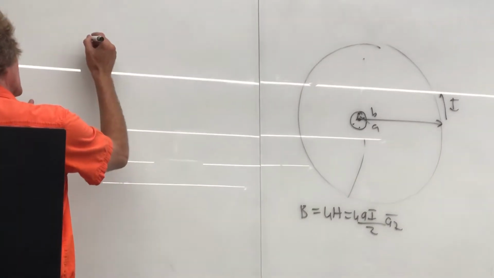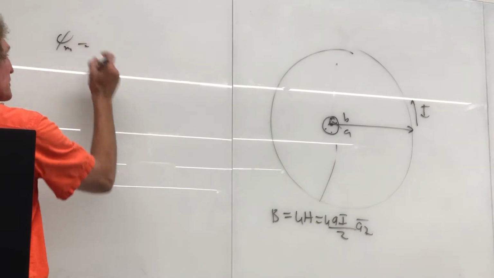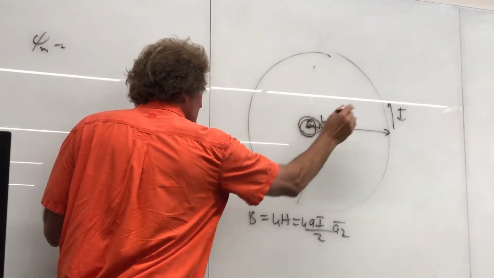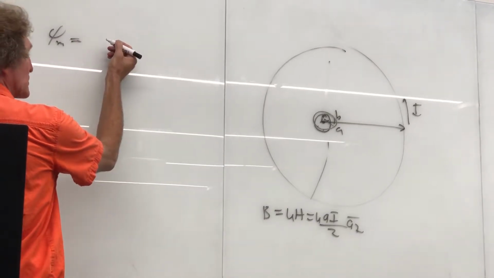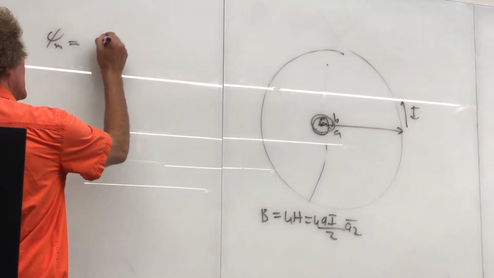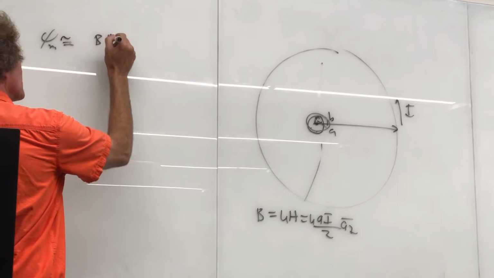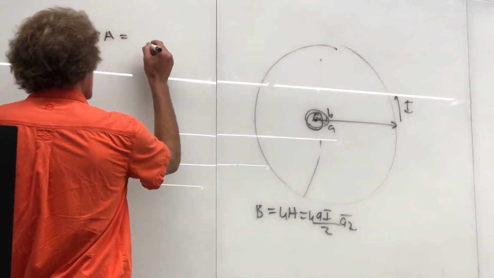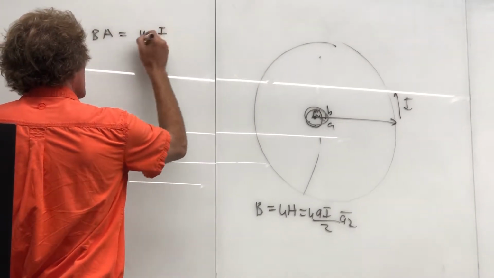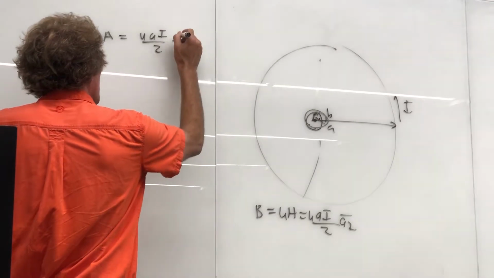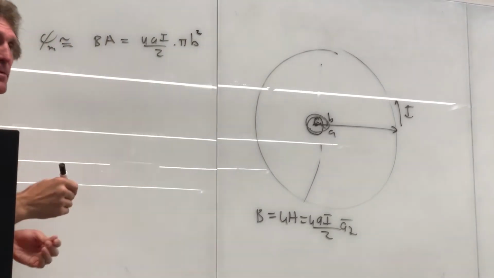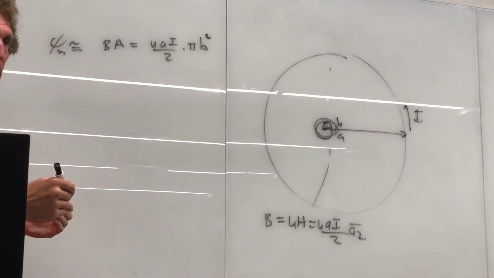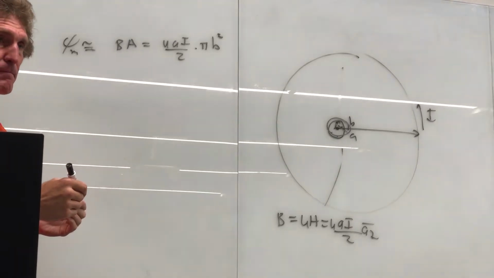So that means the magnetic flux that penetrates this region, created by the outer current, with only one turn, would be approximately B times the area, or mu I over 2b times pi a squared. You agree with me? It would be the area times the B field.